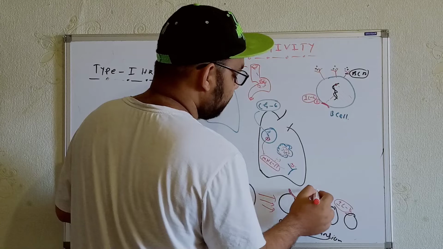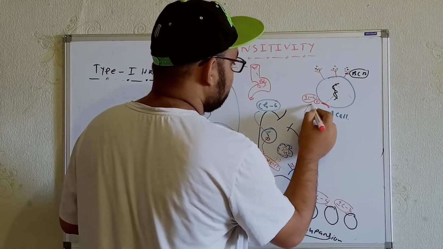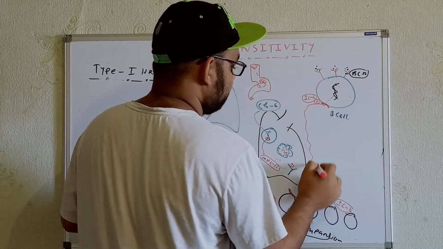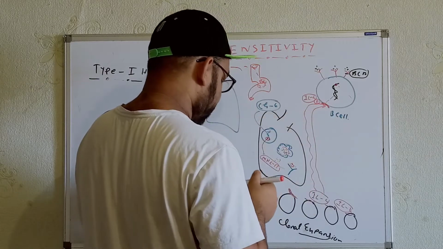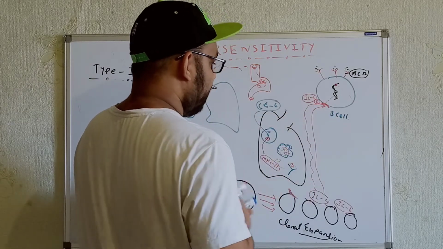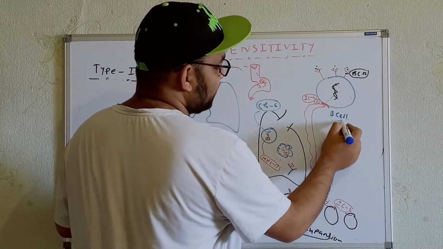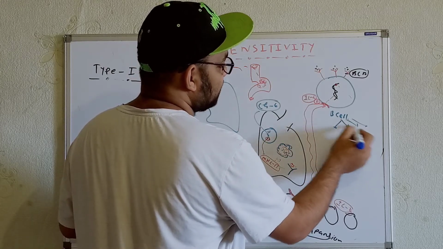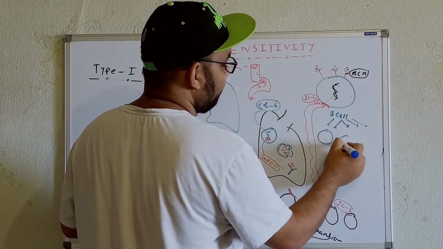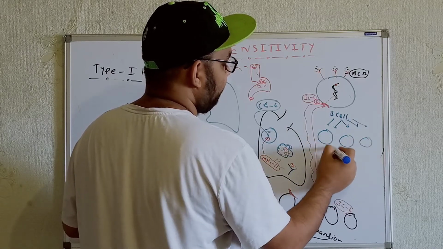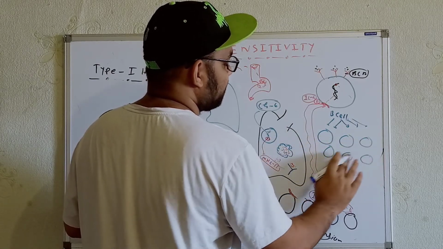Now this interleukin 4, where will they go? They will go within the B cells and they will activate the B cells. And whenever the B cells are activated over here by the stimulation of interleukin 4, we will see that there will also be clonal expansion of the B cells. We will get the clonal expansion of the B cell.